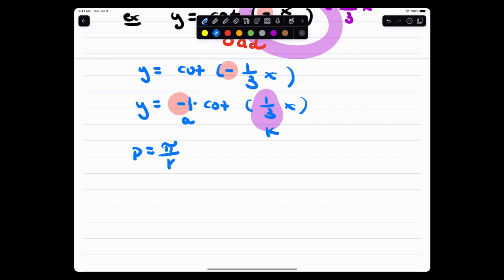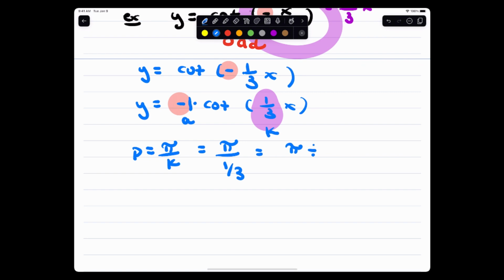Pi over k, which is pi, what's k? Not 3. K is 1/3. K is always the number multiplied to x, so don't just focus on the denominator. You guys okay with that? All right, and then do your arithmetic.